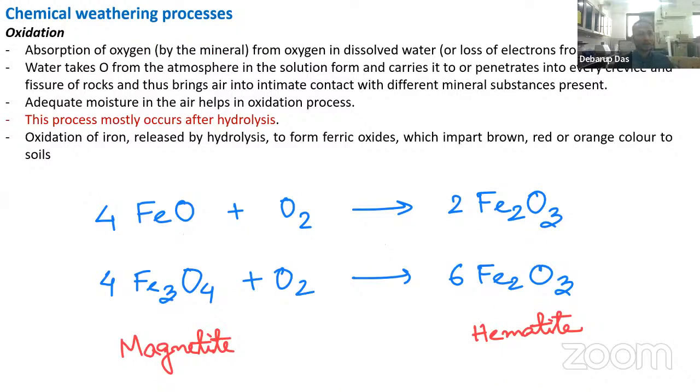Oxidation, generally, occurs after hydrolysis. This is oxidation: there is combination with oxygen, or loss of electrons of the central atom. So FeO oxidizes into Fe2O3, and Fe3O4 oxidizes into Fe2O3.